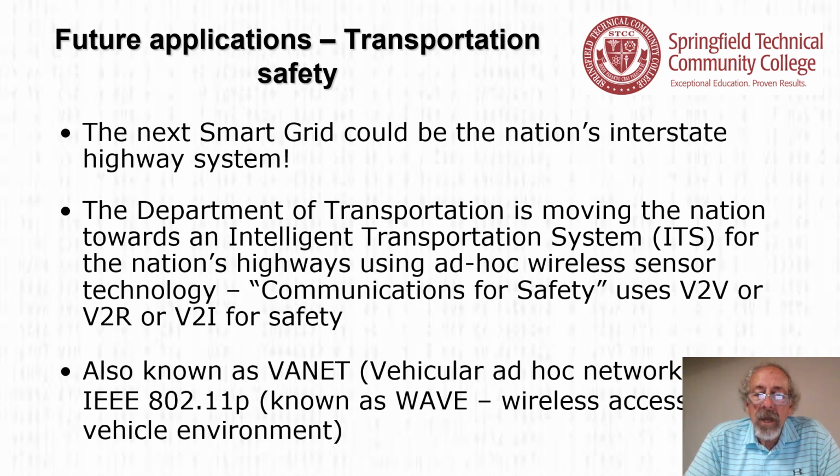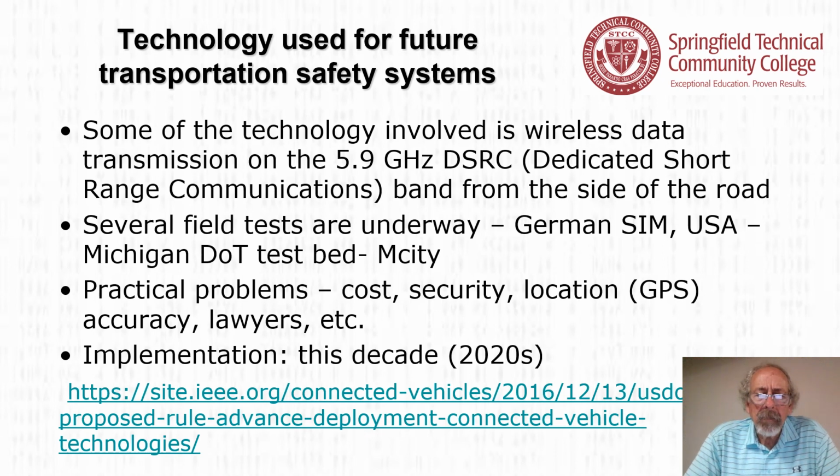There's a wireless network, also known as VANET, Vehicular Ad Hoc Networks, or the IEEE 802.11p network standard, known as WAVE, Wireless Access in Vehicle Environment. I did mention earlier that that's been around for 20 years, and whether it ever gets used is another story. The reason for that is that there's another technology. There's wireless data transmission on the 5.9 gigahertz DSRC, or Dedicated Short Range Communications band, from the side of the road. The FCC has allocated frequencies for that. That's been around for a long time. Whether we use it or not is another story.